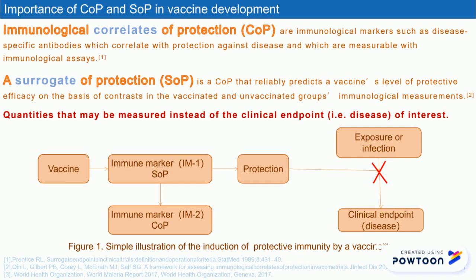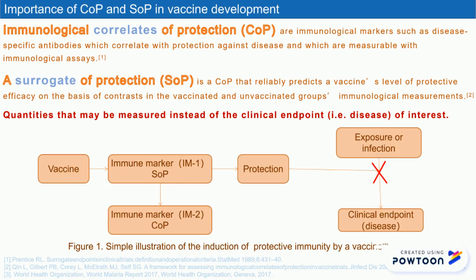A surrogate of protection is a COP that reliably predicts a vaccine's level of protective efficacy on the basis of the construct in the vaccinated or unvaccinated groups for immunological measurements. The point is that quantities may be measured instead of the clinical endpoints of interest.